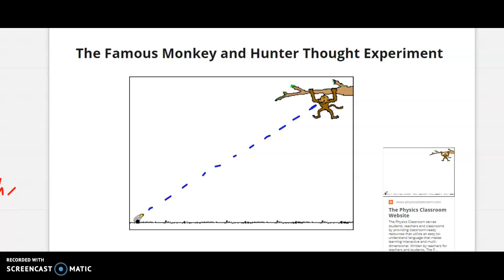Now, the monkey, though, notices this and has a plan. The monkey says, as soon as the projectile comes out, I'm going to let go of the branch and I'm going to fall down. And the monkey thinks that this is going to be a safe plan, to let go of the branch as soon as the projectile comes out. What do you think about that? Stop the video for a second and get an opinion of the monkey's plan. Would the projectile hit the monkey, or would this plan work?